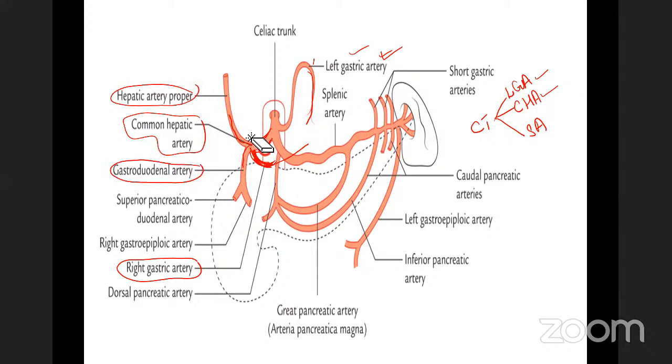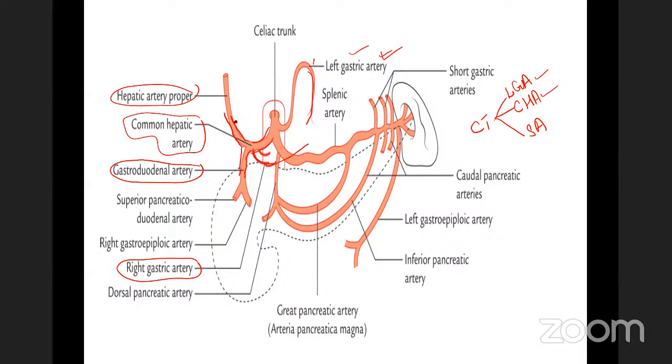We will discuss it once again. We were discussing about the common hepatic artery. We said the common hepatic artery passes to the right. It gives the right gastric artery. It gives hepatic artery proper, and it gives the gastroduodenal artery.